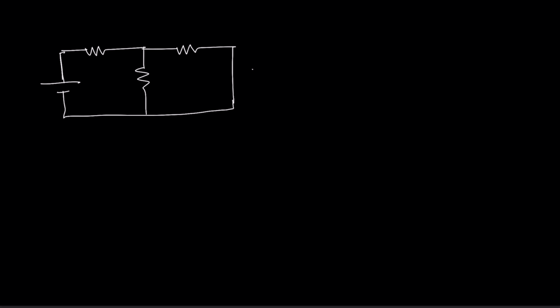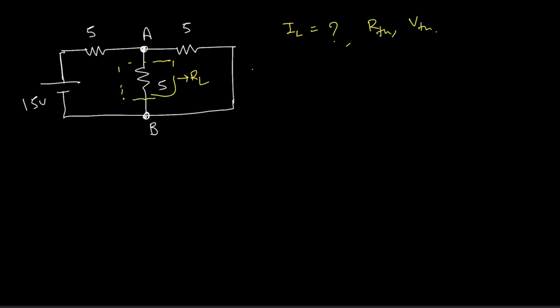This voltage is 15 volt, resistance is 5 ohm, 5 ohm and 5 ohm and 5 ohm. Okay. And they told you this is the load resistance A and B. Here this one is the RL, right? And they ask you to find out the value of load current. If we know the value of VTH and RTH, we can easily calculate the IL.